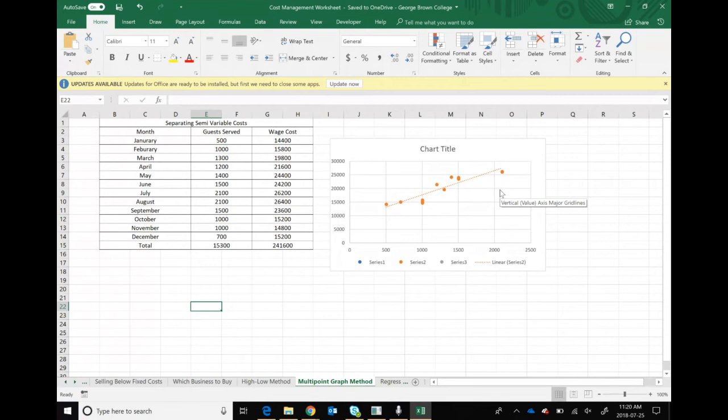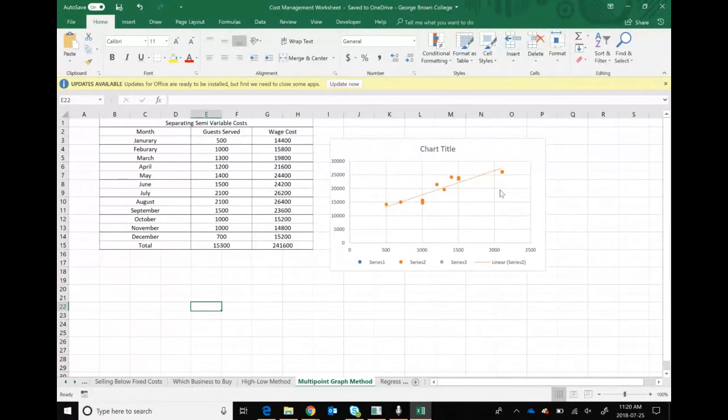So what is that called? That's called a positive... I think it's a positive relationship. Yeah, okay, we'll call it a positive relationship. I'm not an economist, okay? So we have an increasing line, so the slope is a positive number.